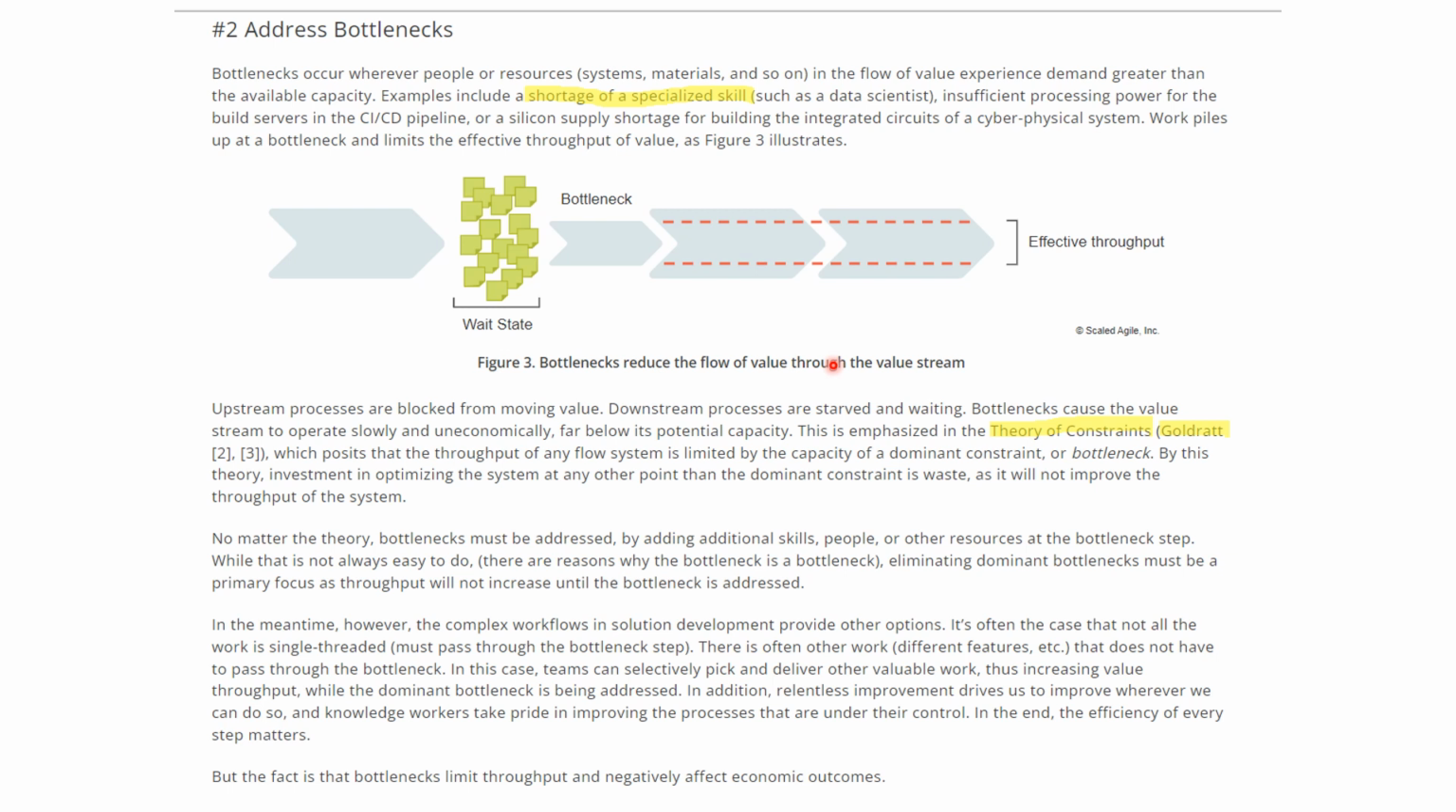So in addition, relentless improvement drives us to improve wherever we can do so. The knowledge workers take pride in improving the processes that are under their control. In the end, the efficiency of every step matters, right? But the fact is that bottlenecks limit the throughput and negatively affect economic outcomes. So you have to effectively address the bottlenecks. That's the only way you can increase the throughput.